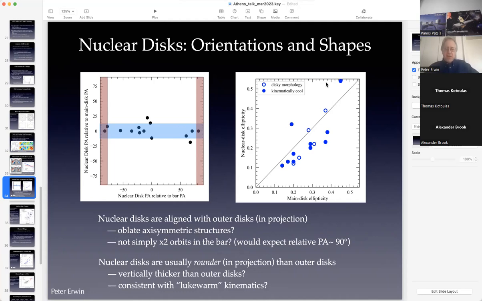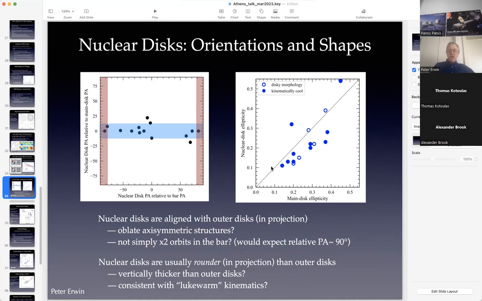Now, the second thing is in the right-hand panel, which shows on the x-axis the ellipticity of the main disk component. So this is a proxy for how highly inclined the disk is, assuming it's round and flat. And the y-axis, we show the ellipticity of the nuclear disk component. If they had the same orientation and the same flattening, you would expect to see them clustered around the one-to-one line, which is the gray diagonal.